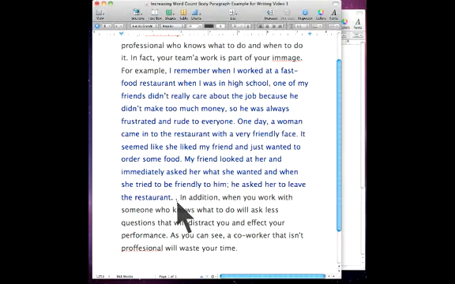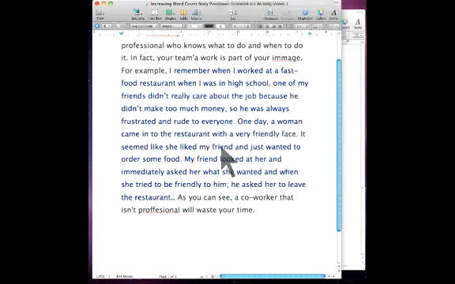So now what I'm going to do is I'm going to stop now, and I'm going to show you guys how I can change this. So in addition, when you work with someone who knows what to do, okay, so I changed professionalism a little bit. So what I'm going to do is just finish the story, and the story was, it'll affect your image, right? He asked her to leave the restaurant.